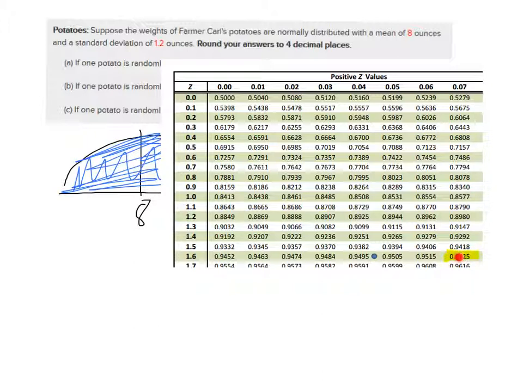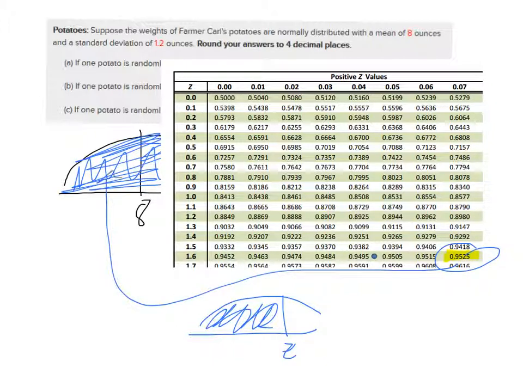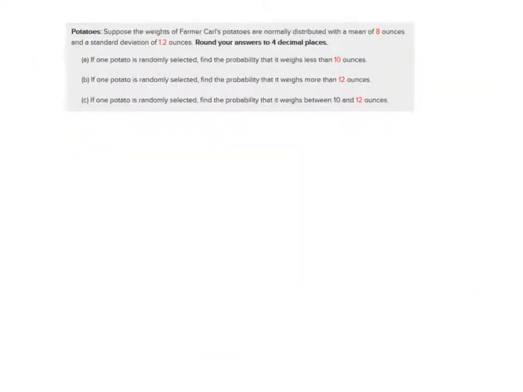I don't remember what I got with the applet. But that's the area to the left. What you've got to remember is that these normal curve tables will tell us areas to the left of whatever z we're asking it. So this blue area over here is 0.95225.